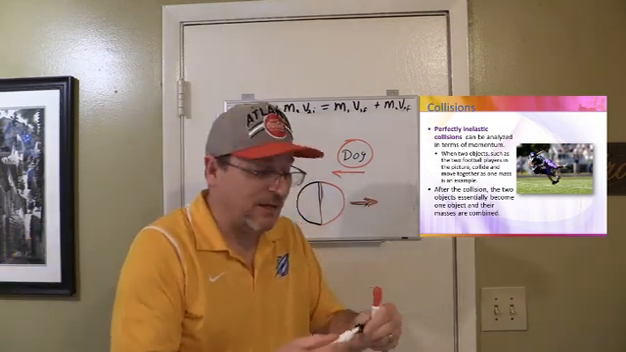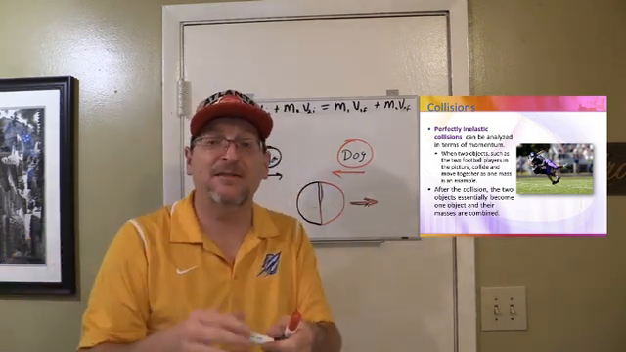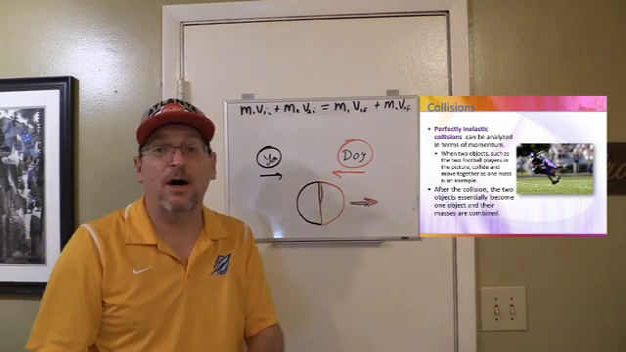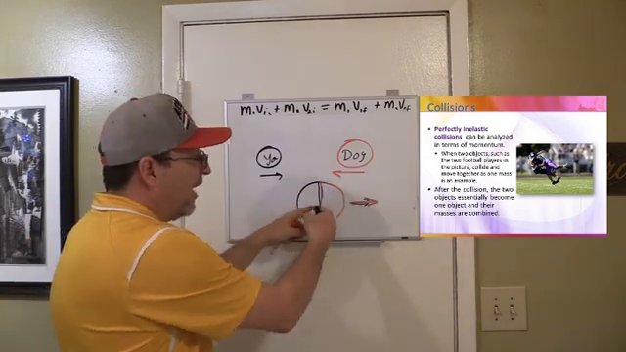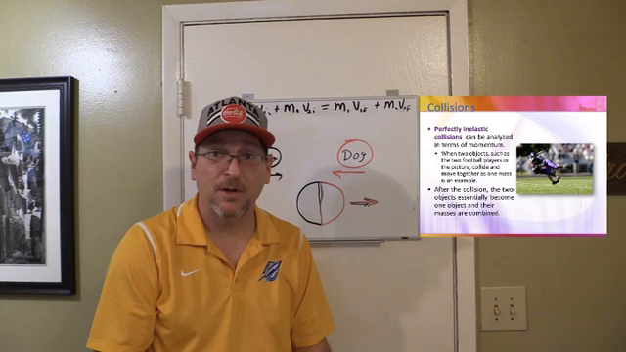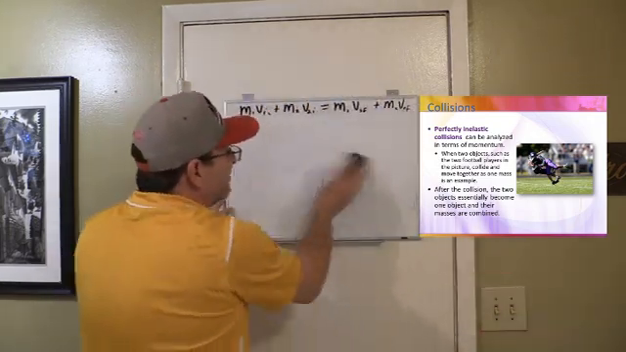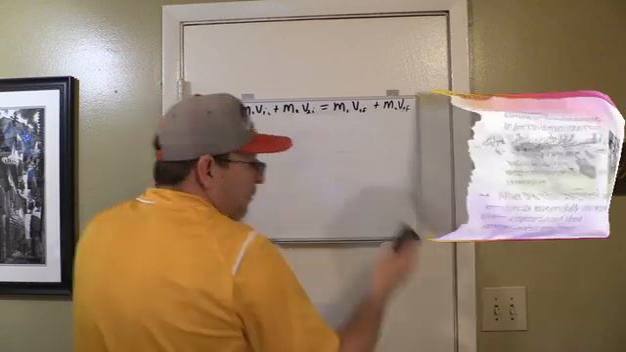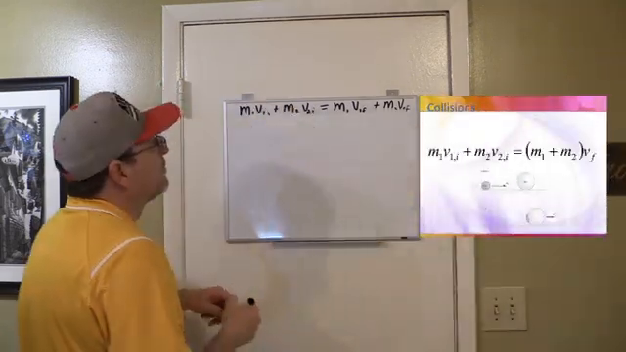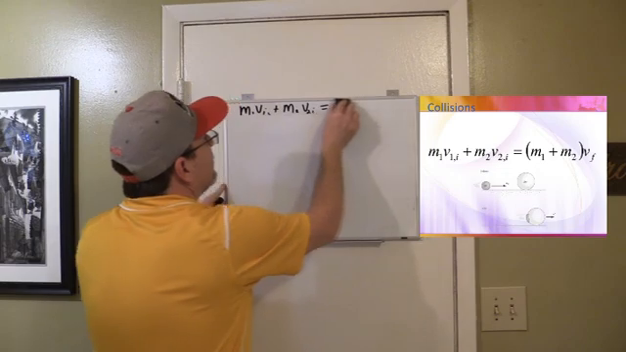Now what happens is we don't think of it as two separate masses anymore. We think of you and your dog, or these two balls combined, as one mass, okay? The math is pretty much the same. Let's see if this makes sense to you, okay?